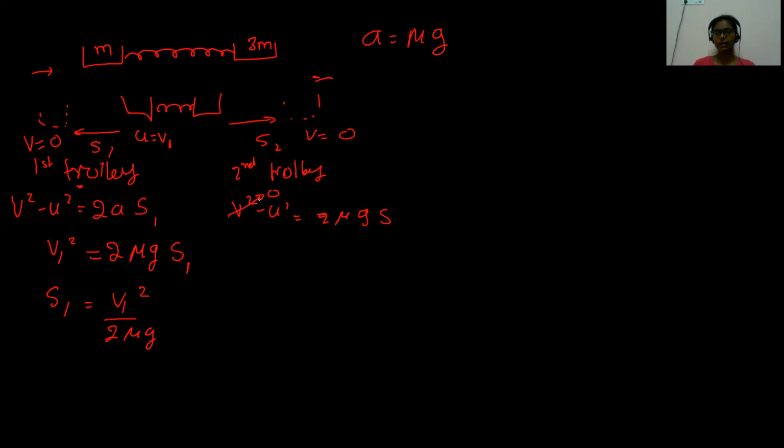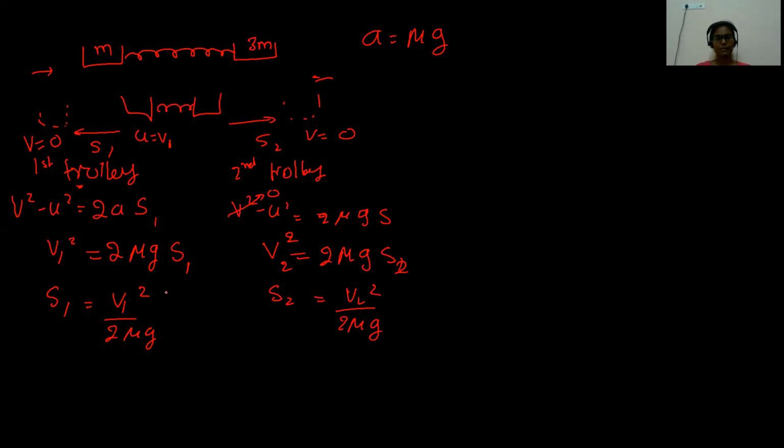So for the initial velocity, let us take it as v. Let us take this as v2. So v2 squared is equal to 2 mu g s2. So s2 is equal to v2 squared by 2 mu g. Understood? S1 and S2 you are clear now, children?